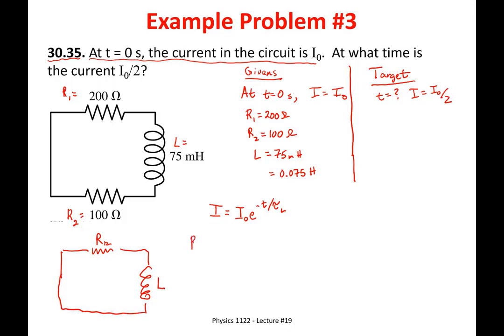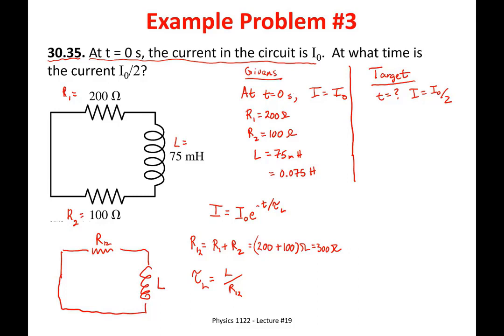And so that resistance R12 is equal to, because they're in series, R1 plus R2. And that would be 300 ohms. So we've got 200 plus 100 equals 300 ohms. And the time constant of this circuit, tau sub L, is equal to L over R12, the equivalent resistance. And that could be calculated, but I'll leave it symbolically here.